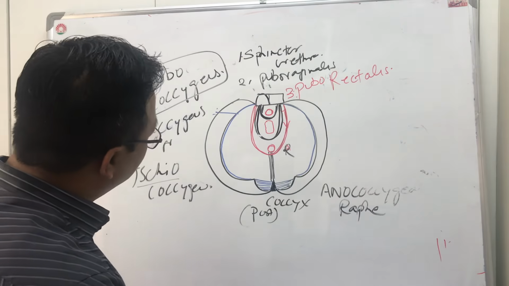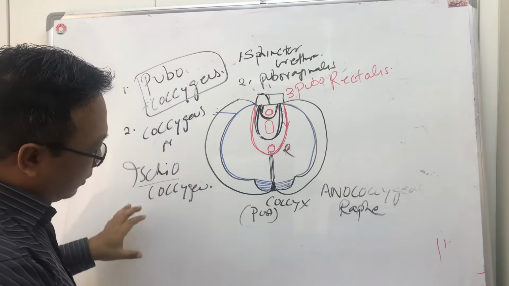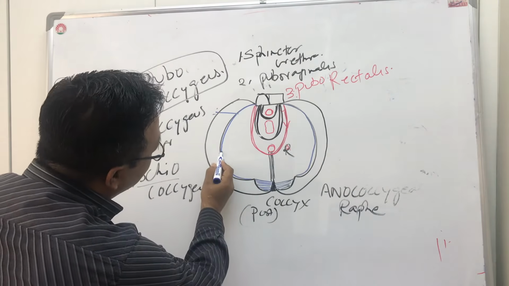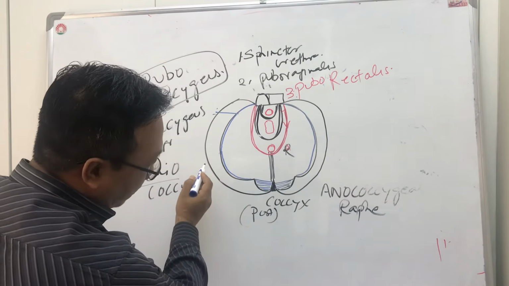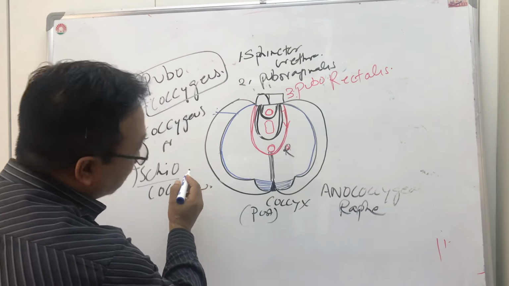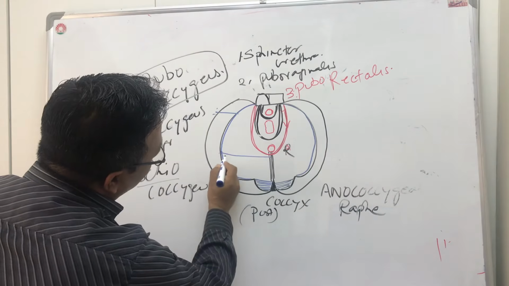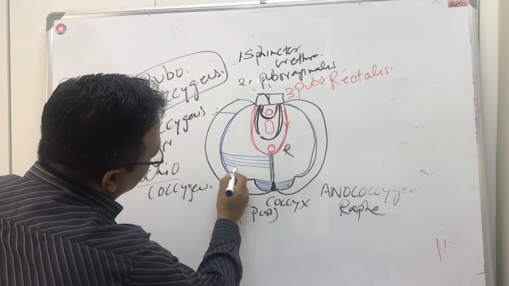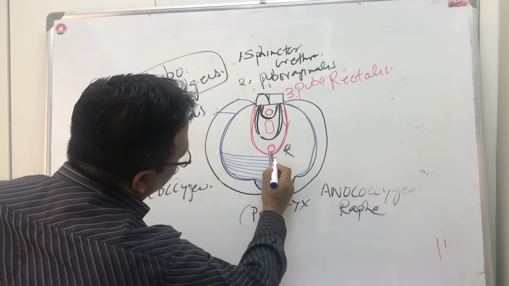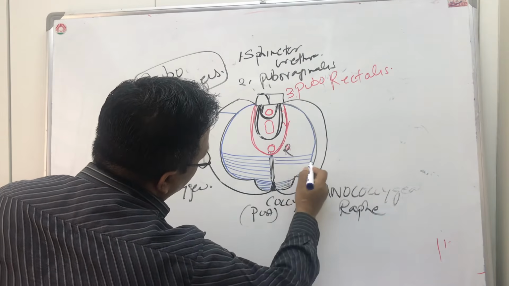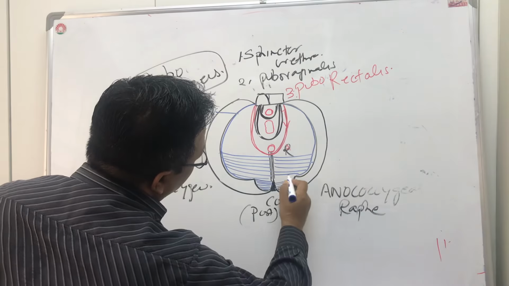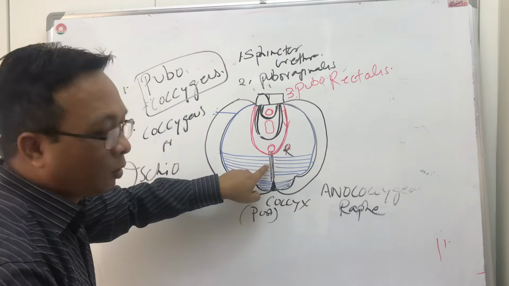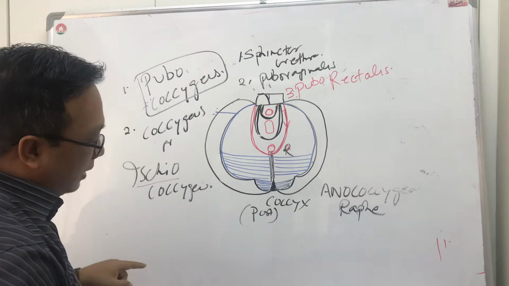Now coming to the muscles. The iliococcygeus muscle, from the ilium. It starts from the ilium and joins the anococcygeal raphe on both sides. So this is called ilio, from the ilium to the coccyx. Okay, so iliococcygeus.